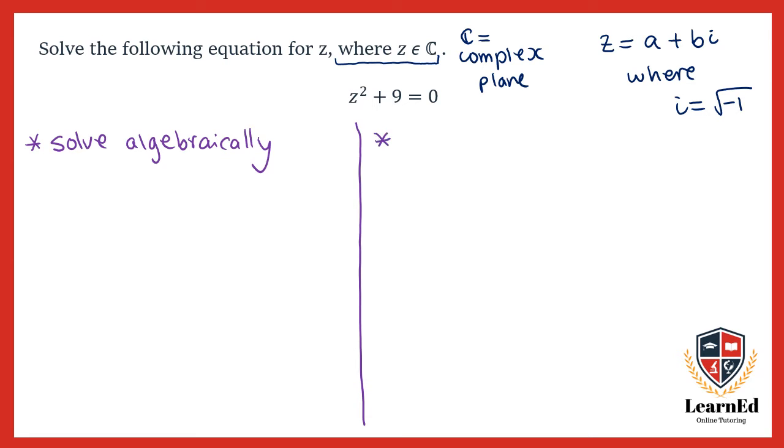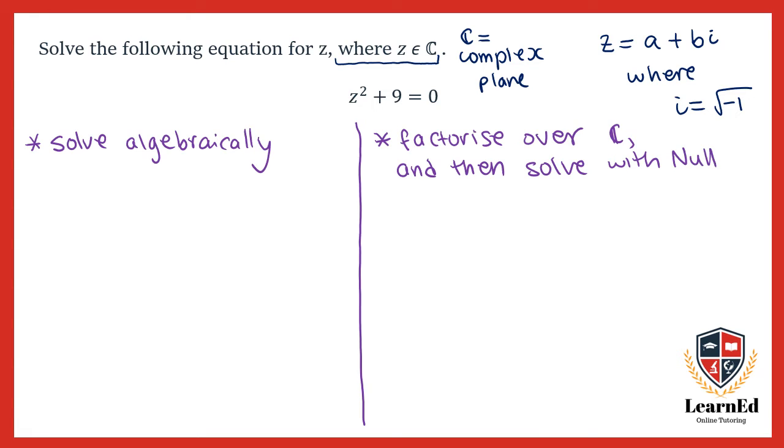The other one is factorizing it first. So factorize over C, so over the complex plane. Some ways of factorizing only work in a complex plane as well. Factorize over C and then solve using the null factor law. One reason I don't recommend the algebraic method is that there's a really easy mistake to make in it that we'll go over.